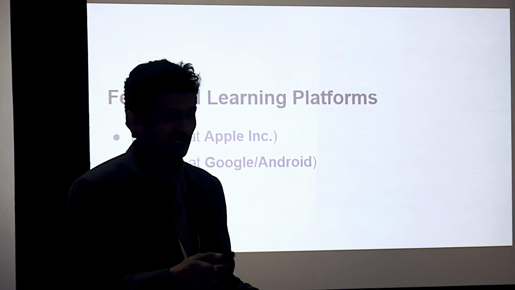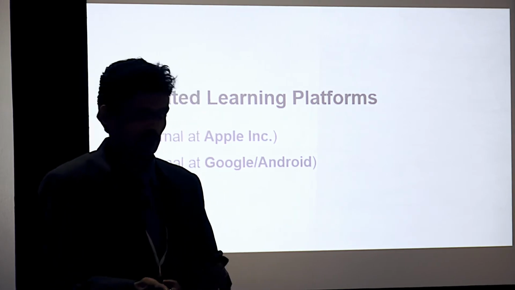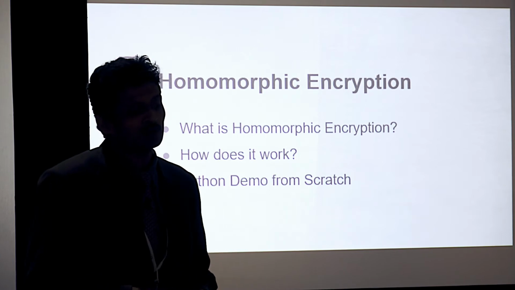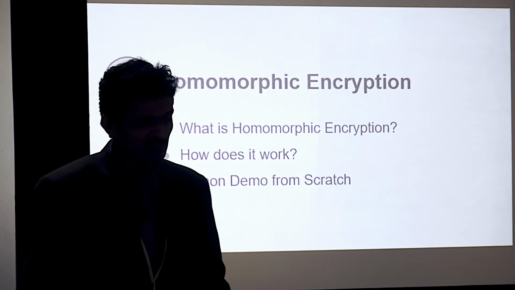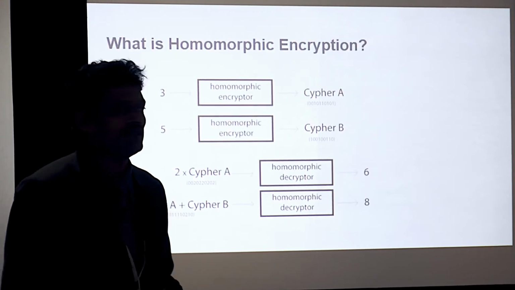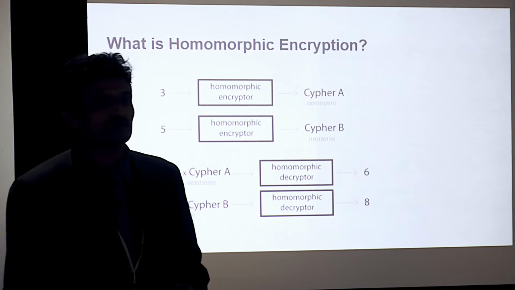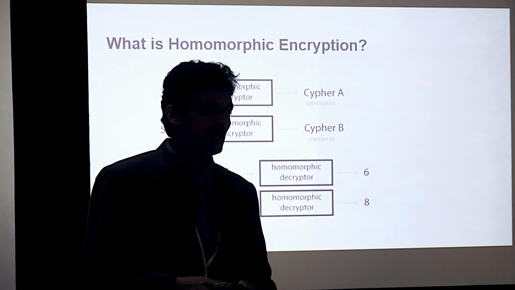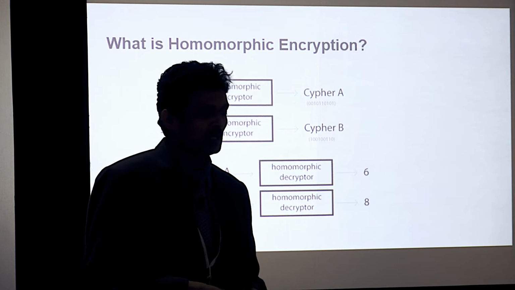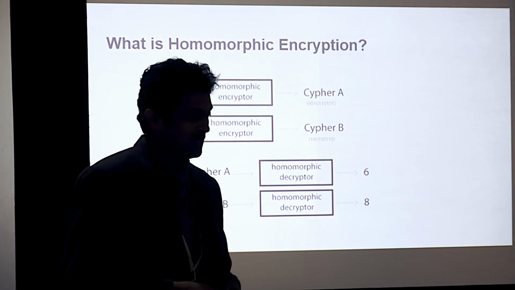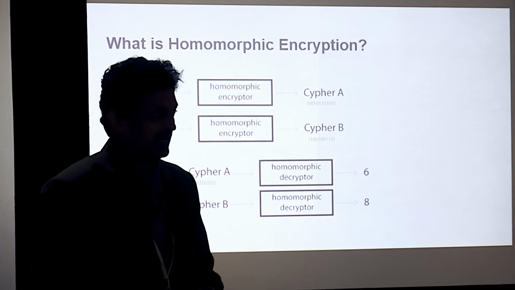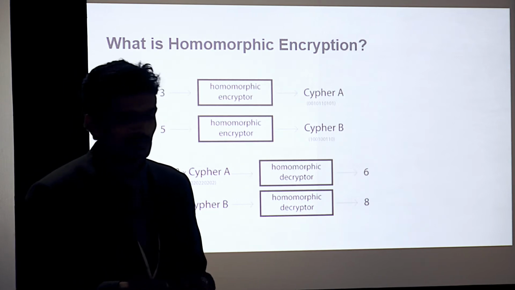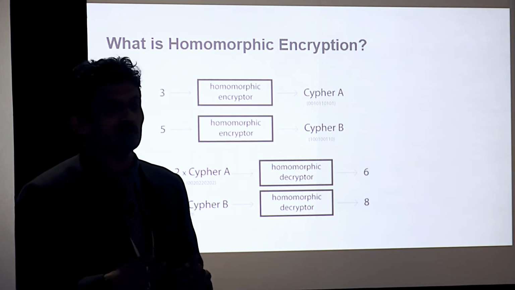Federated learning platforms like Apple's and Google's, Android Gboard or the Apple keyboard, already exist for their keyboards, right? Homomorphic encryption is the third and one of the vital components. How does it work? Let's say you have two numbers, 3 and 5. That is the unencrypted text. You apply homomorphic encryption and you get a ciphertext A and a ciphertext B. When you multiply ciphertext A by 2 and use a homomorphic decryptor, it knows that is 6, right? And if you add cipher A and cipher B, you get 8. So the operations are being performed on the ciphertext, the encoded text. The algorithm is able to work on encoded, encrypted data.